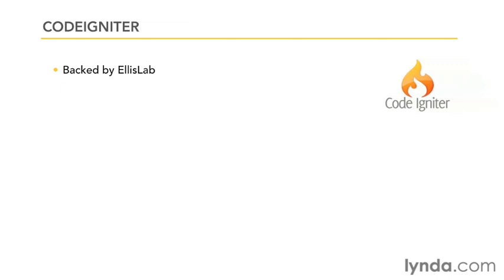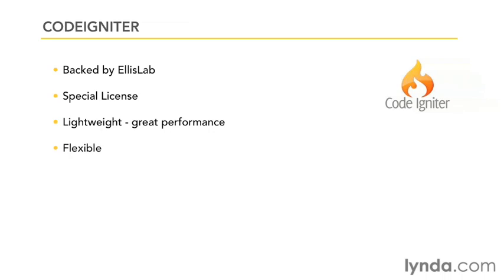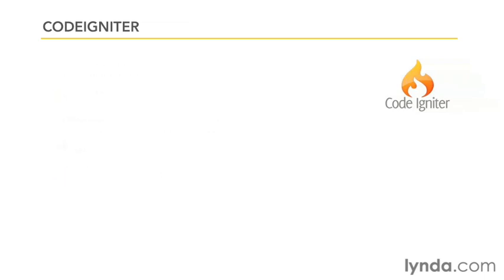CodeIgniter is backed by a company called Ellis Lab. It's been around since 2006, so it's a little newer. CodeIgniter has a special license. It used to be a proprietary one, and they've updated it with version 2. However, it's a little tricky, so you may want to look into it if you're looking at distributing your application. One of the key advantages to using CodeIgniter is it's extremely lightweight and performs very well. It's a very flexible framework, which can be a benefit and also a curse. Getting up and running with CodeIgniter is a fairly simple task.